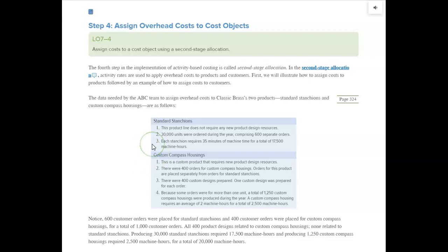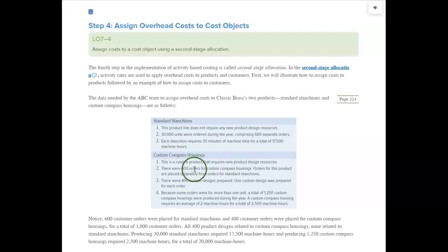Okay, so in the standard stanchions, this product does not require any new product design resources. We had 30,000 units ordered during the year, and they were part of 600 separate orders. So these orders have more than one unit being ordered. So we have 600 orders, 30,000 units being made, and each stanchion requires 35 minutes of machine time for a total of 17,500 machine hours for the whole year.